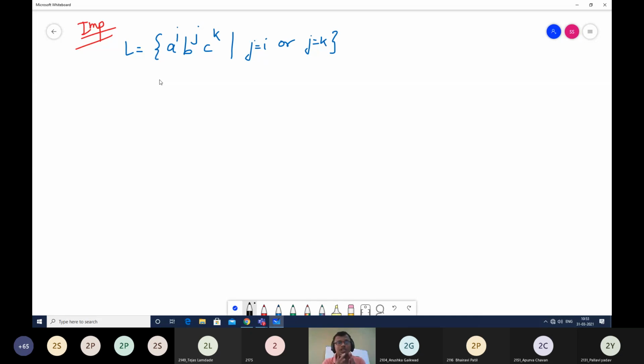So we'll focus right now first on J is equal to I. Now what is the meaning of J is equal to I in this problem? I can also say that it is I is equal to J. In other words, it indicates that the number of A's is equal to the number of B's in my string.